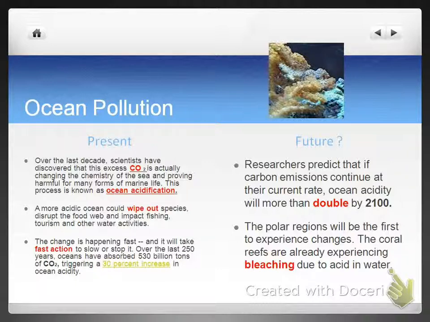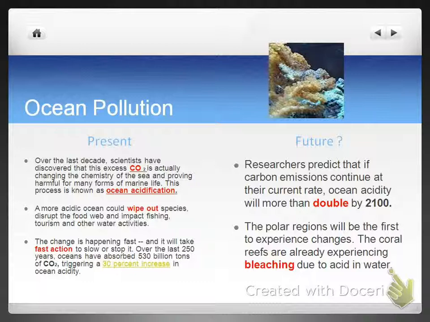Presently, with global warming, scientists think that there's an excess of carbon dioxide in the atmosphere, and this excess of CO2 is also impacting the oceans in that it's changing the chemistry of the sea, and it's causing something called ocean acidification. The more acidic the ocean is, the more species that could be wiped out. If you wipe out several species, they become extinct, then you're going to disrupt the food web. That's not only going to impact life in the ocean, but it's going to impact fishing, it's going to impact tourism and other water activities. And the change is happening fast, and it's going to take fast action to slow or stop this.